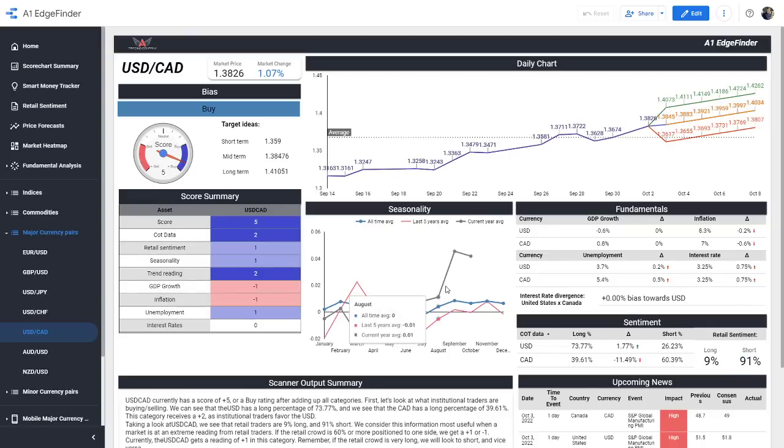We already looked at that seasonality. I mean, the month of October still looking strong. November and December, for the rest of the year, is expected to see positive growth on dollar CAD. So there you go. Trend reading, momentum is to the upside here. You can see on the momentum scan, and then a little bit of mixed on the fundamentals.